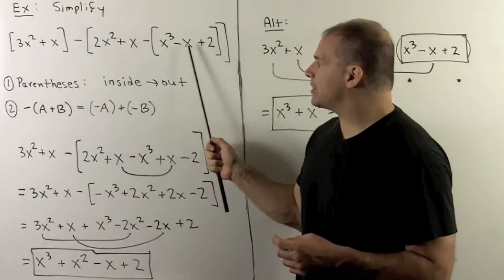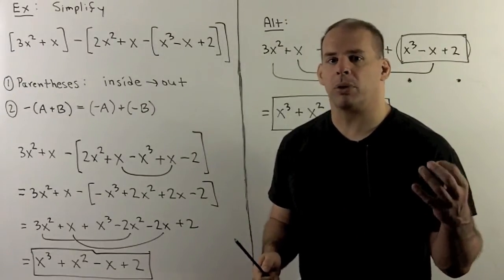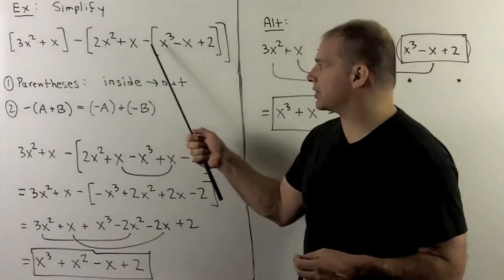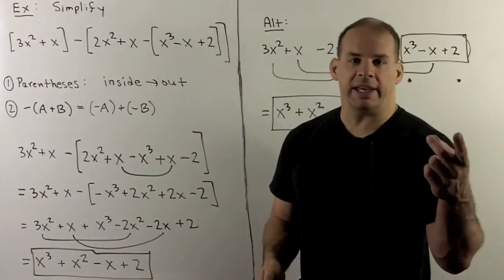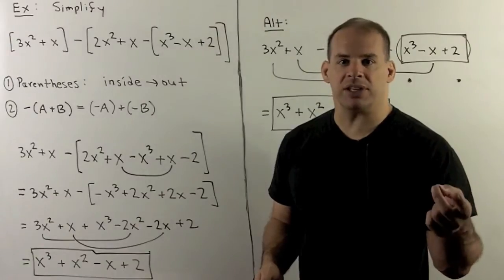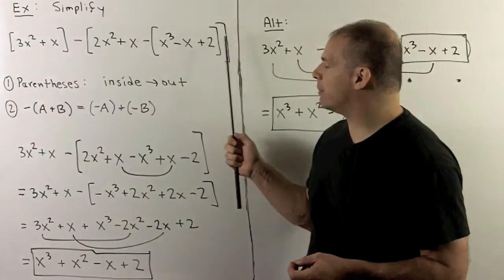Now, x cubed minus x plus 2, there's nothing to simplify there. So if I want to remove the parentheses, I need to distribute this minus sign. Using rule 2, we negate each term inside the parentheses, so we change the sign. So I have a minus x cubed plus x minus 2.